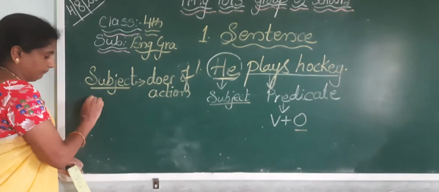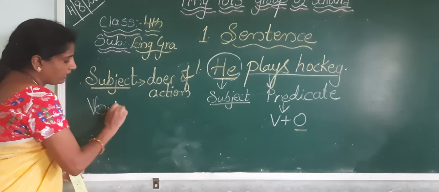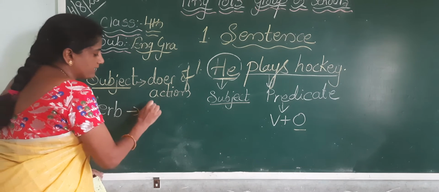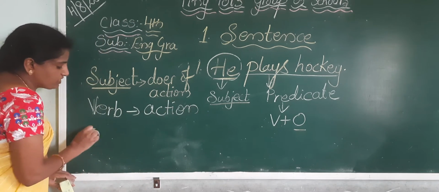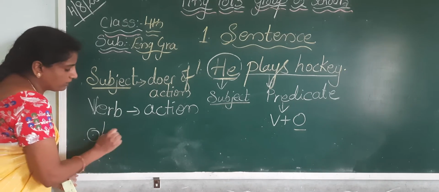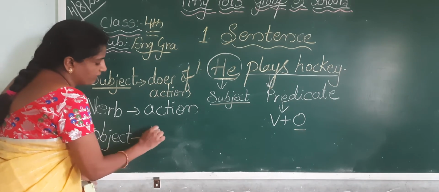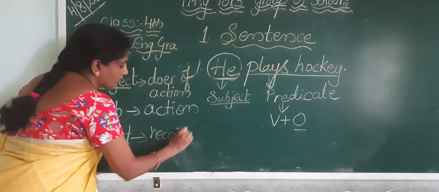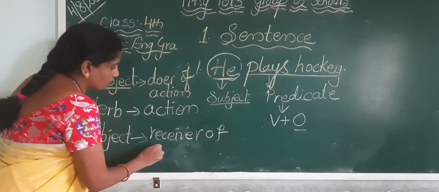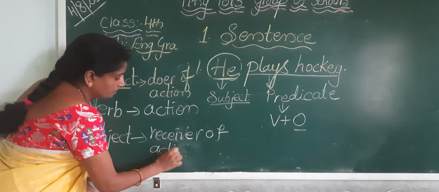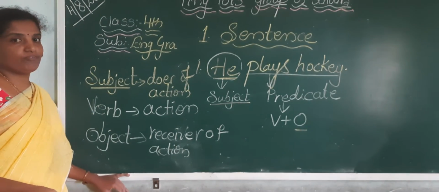And the action performed by the subject is known as the verb, and the object is the last part, or the receiver of the action. The receiver of the action is known as the object. Okay, see children, here I have given you the clear clarification.